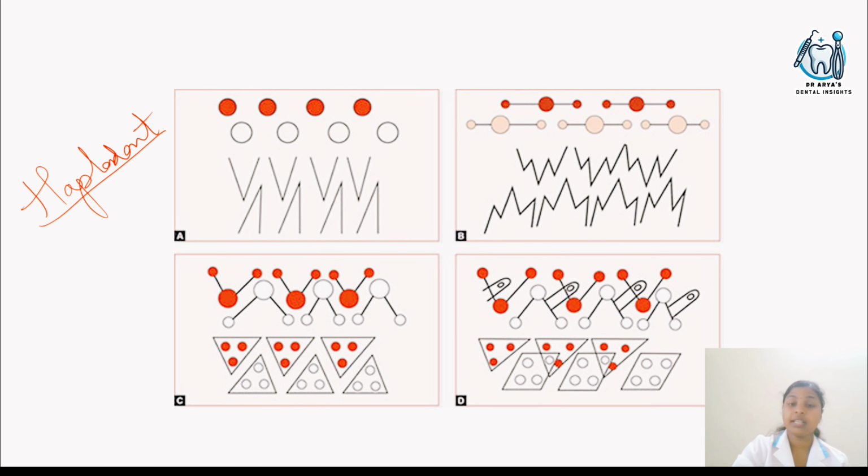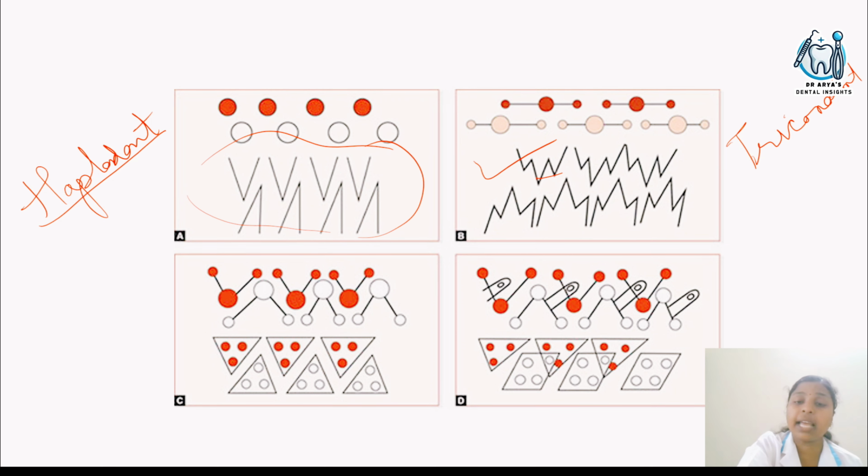Okay. Then next one is the triconodont. So this is the triconodont. Here it exhibits 3 cusps in line. So here this is the single cone form tooth. This is the 3 cusps in a line. So 1, 2, 3. Okay. 3 cusps in a line.